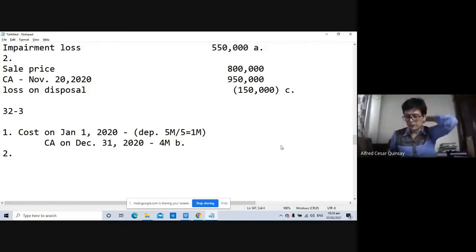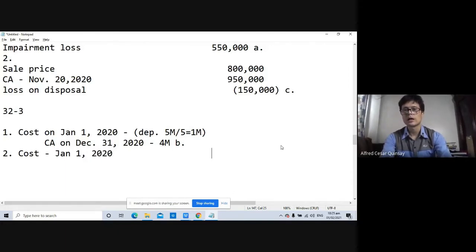Okay, so next, number 2. Number 2, what amount of impairment loss should be recognized in 2020? Ayan. So, kunin natin yung cost, no? Okay, yung cost on January 1, 2020. Okay, so magkano yung cost niya? This is 5 million. Okay? And then after that, ano yung kukunin natin? So cost less accumulated depreciation, no? So magkano yan? So this is for 1 year. So this is 1 million. Yung na-compute rin natin kanina.